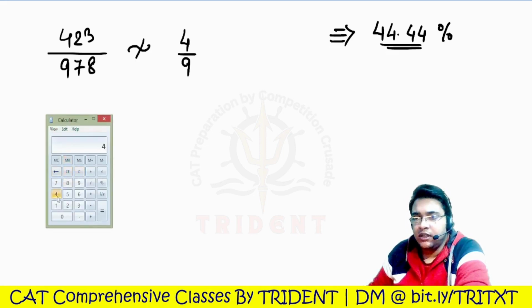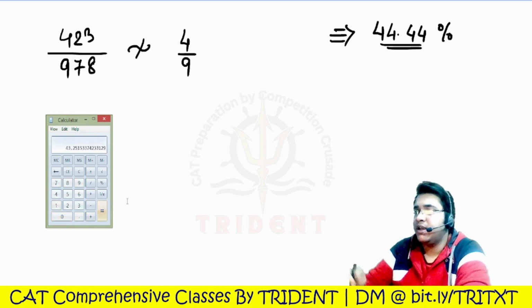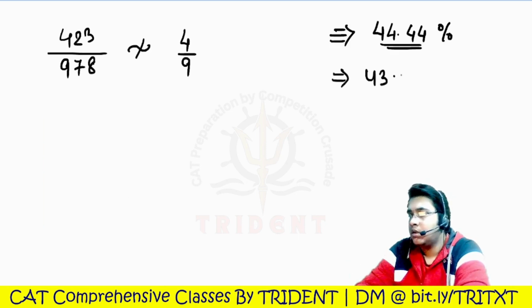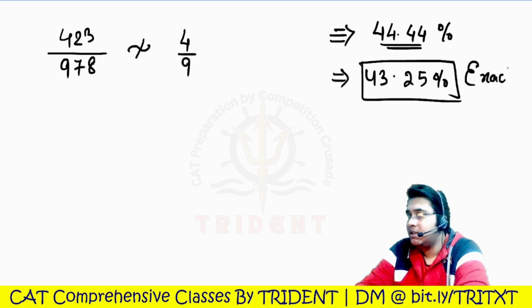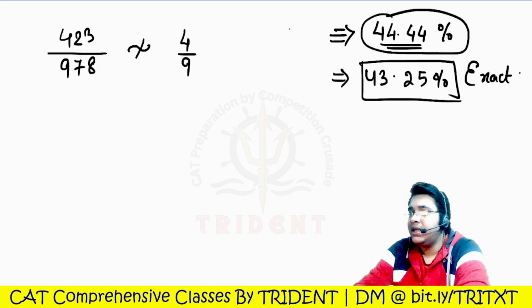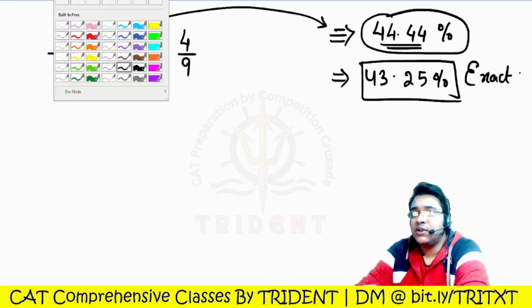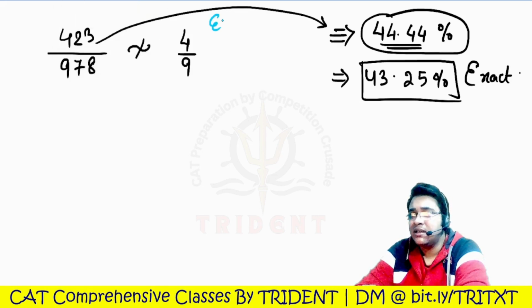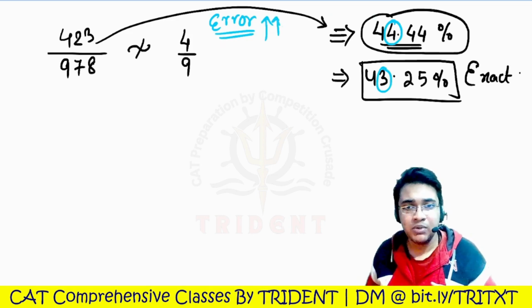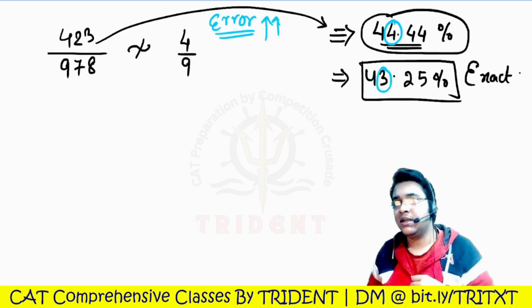That is going to be 423 divided by 978. Okay, and if I multiply this by 100, I'll get the value in two decimal places: 43.25. This is the exact value. And my dear friends, this approximation by eliminating the two digits, if you look at the margin of error, it is too high. It is not even a bad approximation. It's a very bad way of representing this number. We don't want to do this.